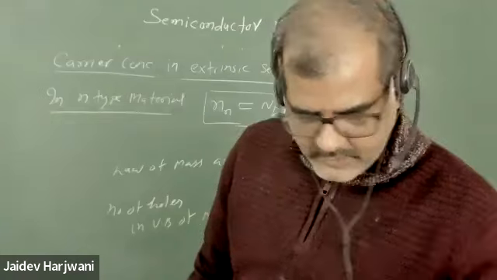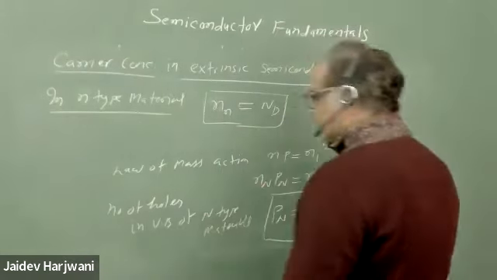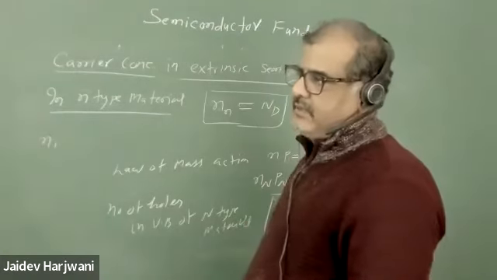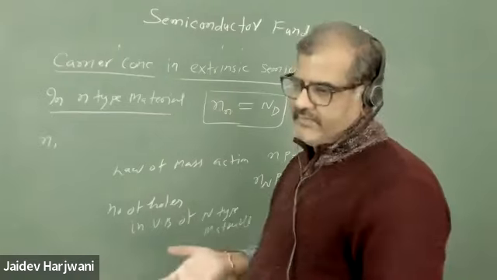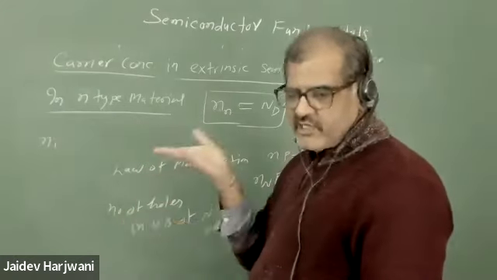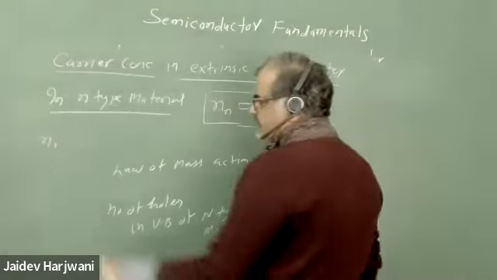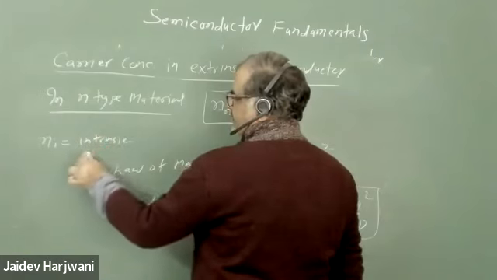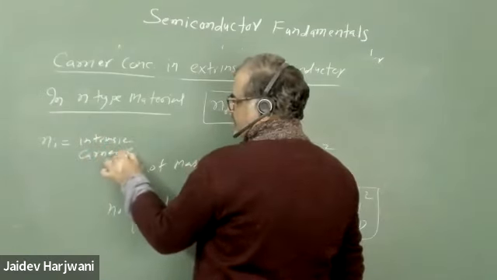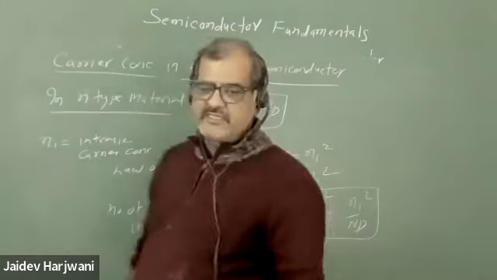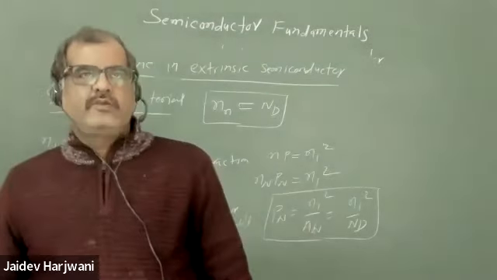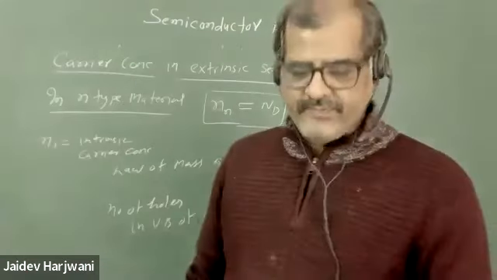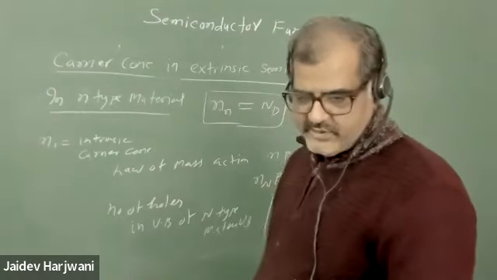What was ni? ni is the intrinsic carrier concentration. You will be given a semiconductor and its intrinsic carrier concentration will be given, and the doping concentration also will be given in the question. Even though the semiconductor is extrinsic, how are you making it? You're making it by doping an intrinsic host only.